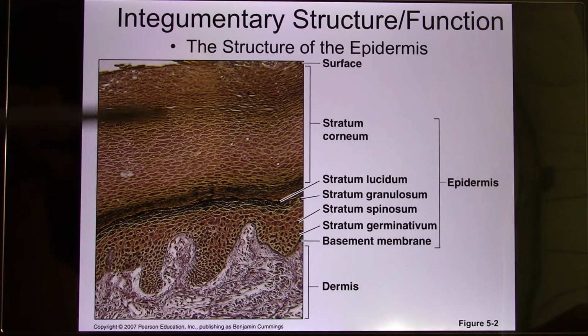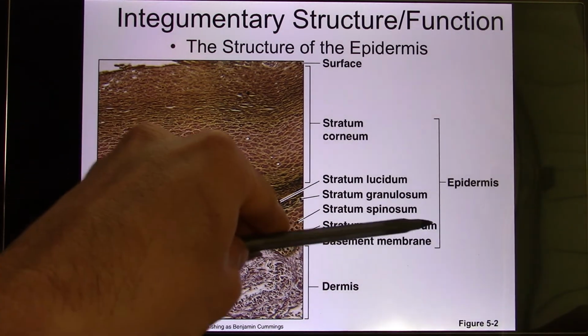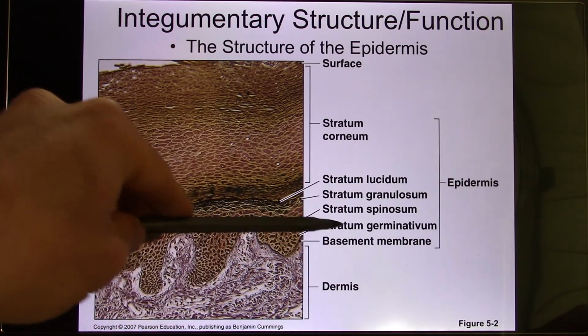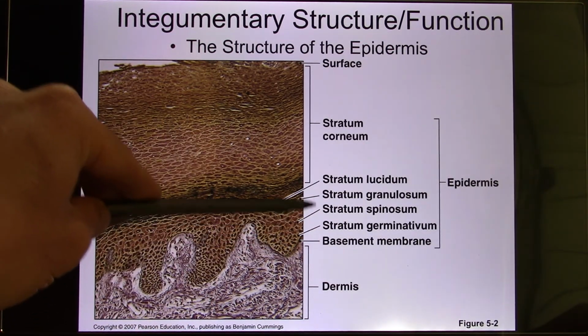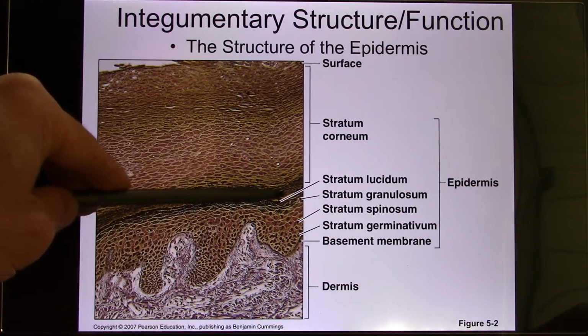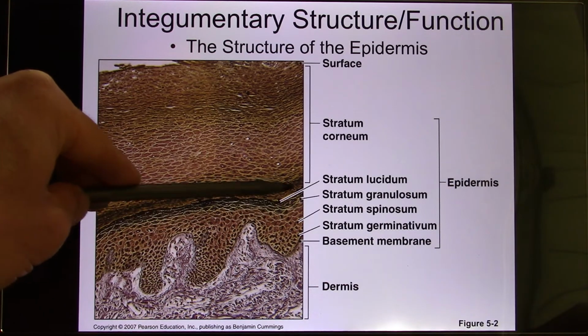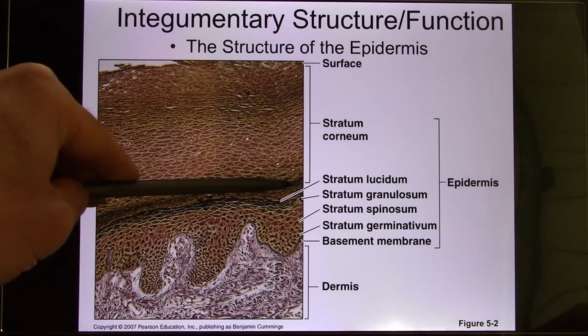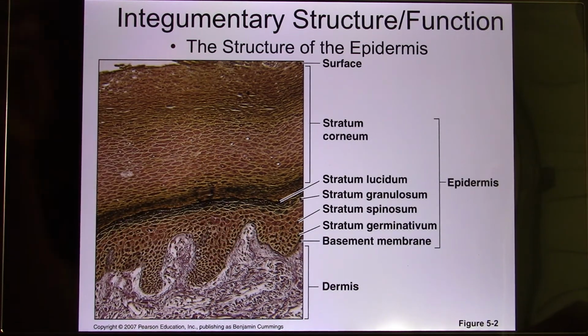So this shows you the same information. Start from the stratum germinativum, also called the stratum basale, B-A-S-A-L-E, and you will go to the stratum spinosum, stratum granulosum. So you can actually tell the difference. They look different. Then the stratum lucidum, then the stratum corneum. So they're gradually being pushed up.